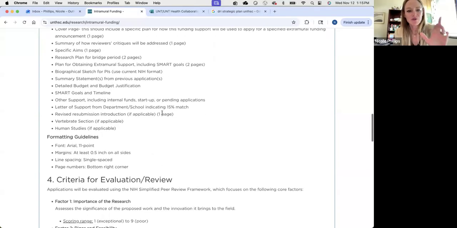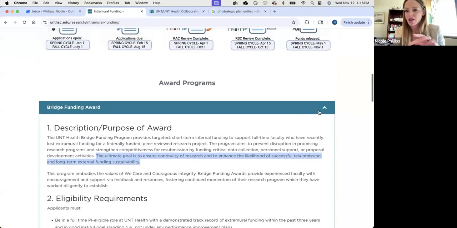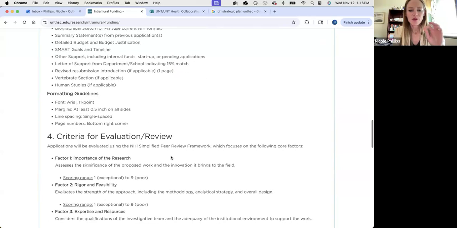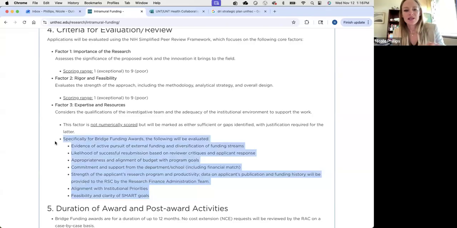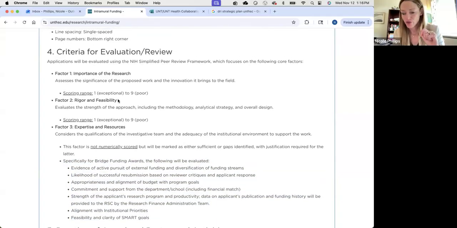So again, application format, this is application specific. So make sure when you're looking at your RFA that you're paying attention to the details underneath that specific dropdown. And then here's the review criteria. One thing I wanted to point out was that under factor 3, there's a listing of things the reviewers are going to be looking for that are more of that yes, no type of evaluation. And some of these are specific to the specific RFA. So just pay attention to this piece here of section 4 of the RFA.